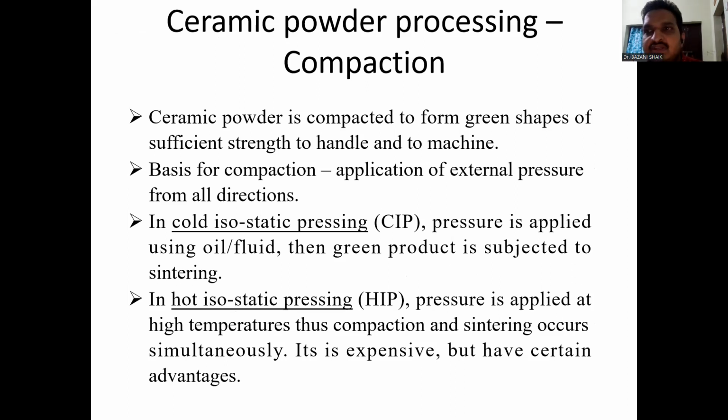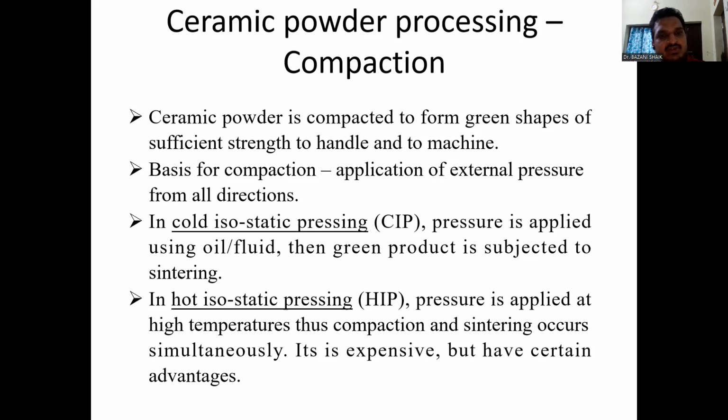Coming to the ceramic powder process, there is compaction. Ceramic powder is compacted to form green shapes of sufficient strength to handle and machine. The basis for compaction is the application of external pressure from all directions. In cold isostatic pressing, pressure is applied using oil or fluid, then the green product is subjected to sintering. In hot isostatic pressing, pressure is applied at high temperatures, so compaction and sintering occur simultaneously. It's expensive but has certain advantages.